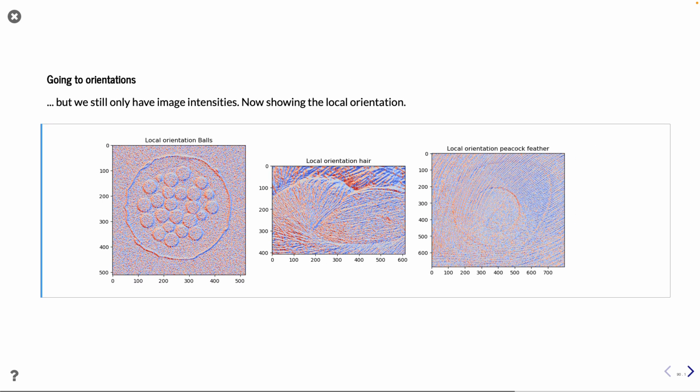So if we start looking at the local orientation, so we just look at the angle between the two gradients, then you see here, well, there is an indication that we have different orientations, but the problem is also on different sides of the edge, you have a positive and negative orientation, which is a bit confusing when you want to do the analysis. Also, these look a bit confusing, I would say.